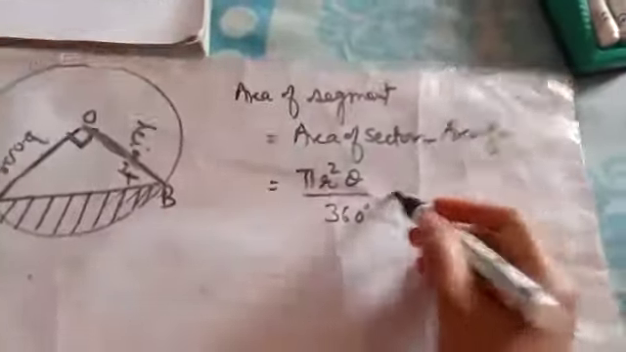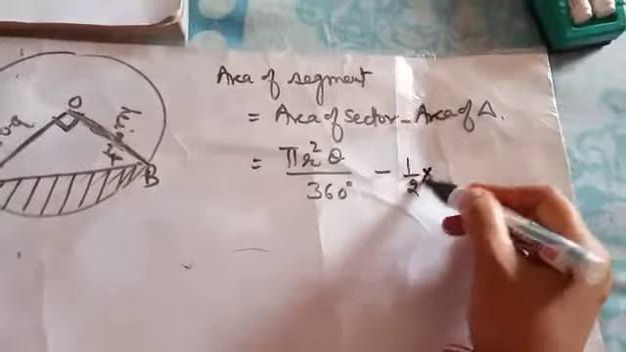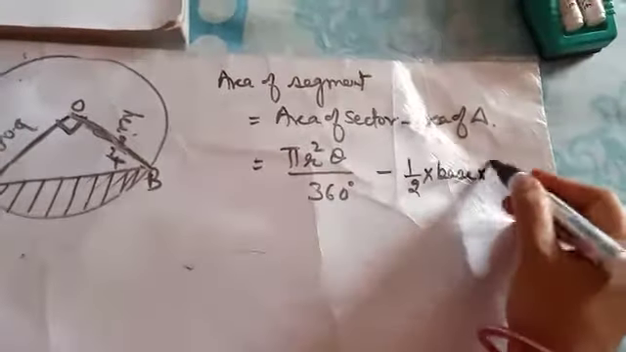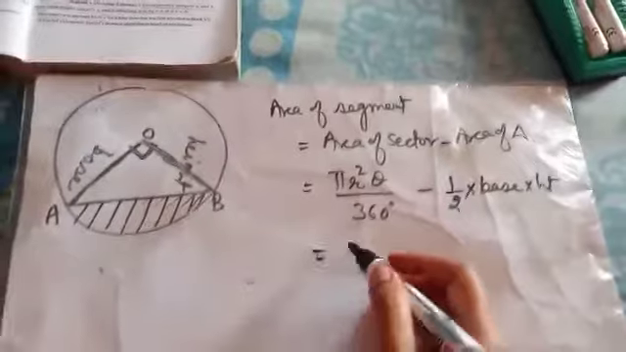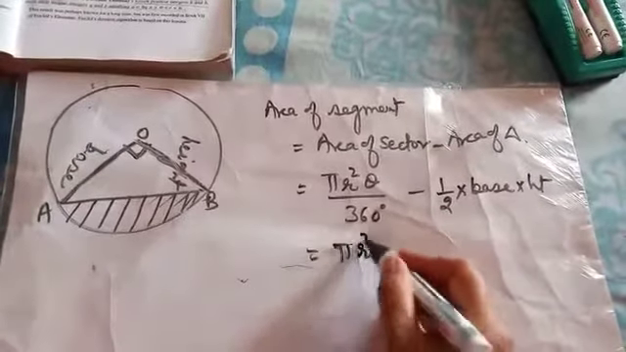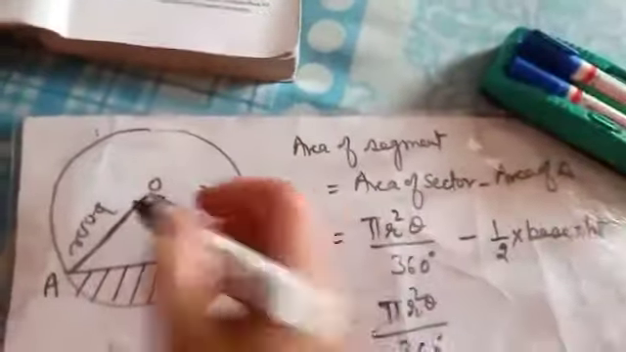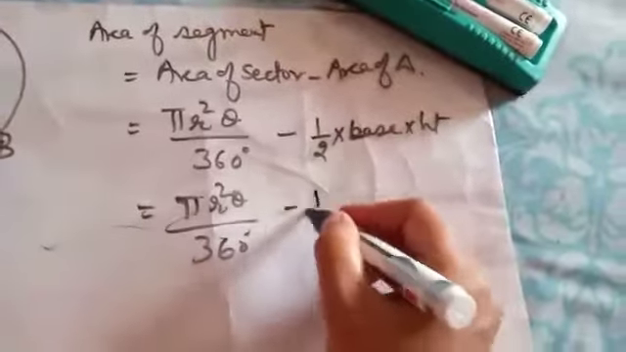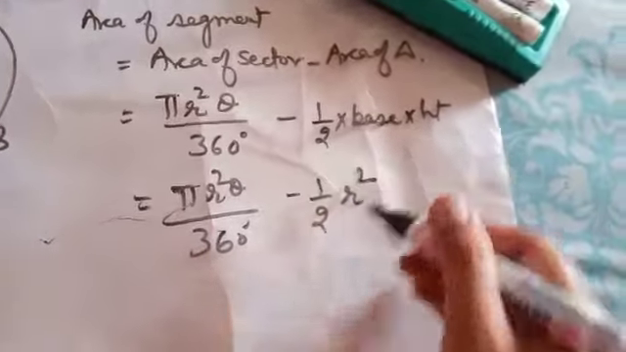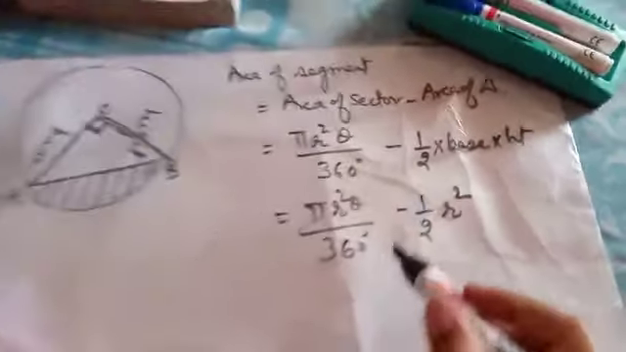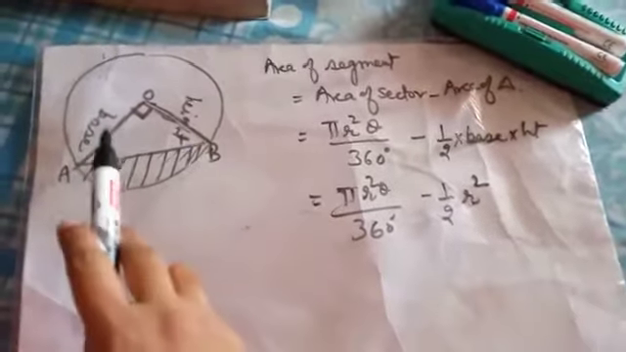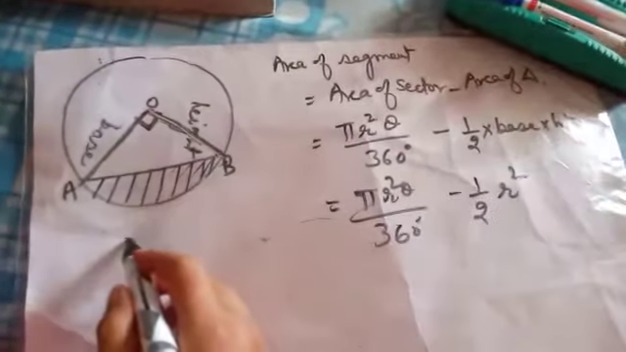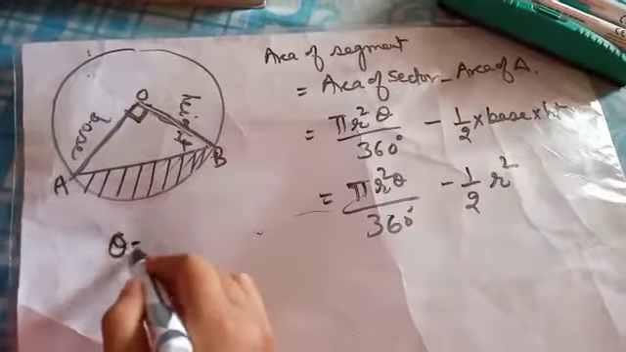What is the area of a right angle triangle? Area of a right angle triangle is 1/2 into base into height. So what is the base and height? Both of them are equal to the radius of the circle. Look carefully inside the figure. This is also radius and this is also radius. So it is minus 1/2 r square. So this is how you will find out the area of segment if the central angle is 90 degree. This is theta is equal to 90.